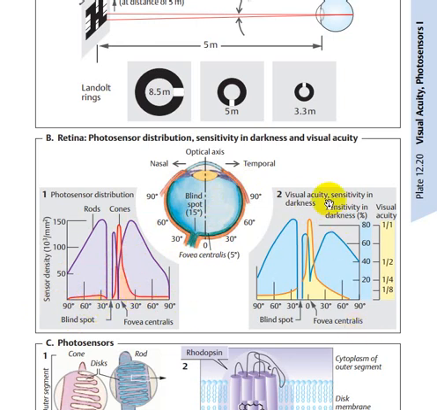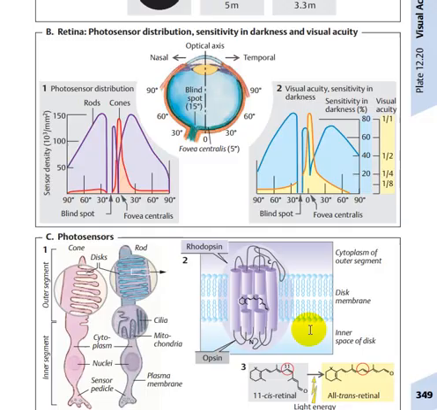Now, in the case of visual acuity, this was the photosensor distribution. This is how they are distributed. Now, you have sensitivity in darkness. You need to know that the sensitivity of the rods is much higher than the cones. So the rods are more sensitive than the cones, while the cones are more specific in determining the different colors than the rods.